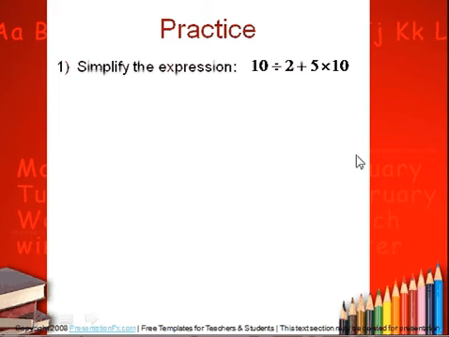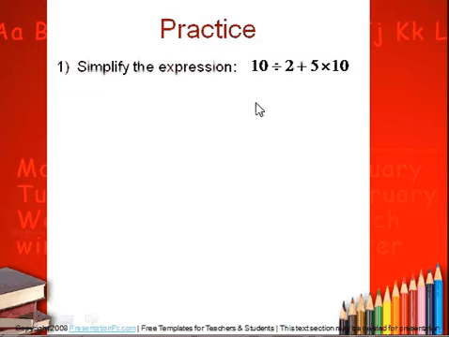Okay, for the practice, if you were brave enough to try, even though I really haven't gone over that many examples, some of you were probably brave enough to try this. If you weren't, or if you got the wrong answer, don't feel bad because, like I said, I didn't model too many of these for you. If you're brand new to this, you need to see it modeled before you're going to really feel confident.